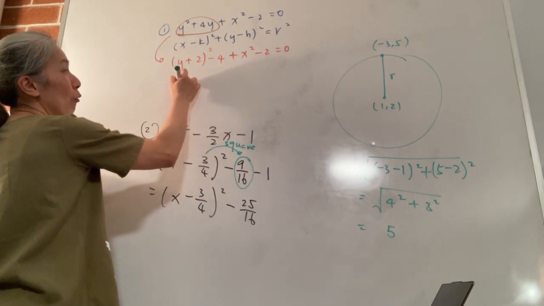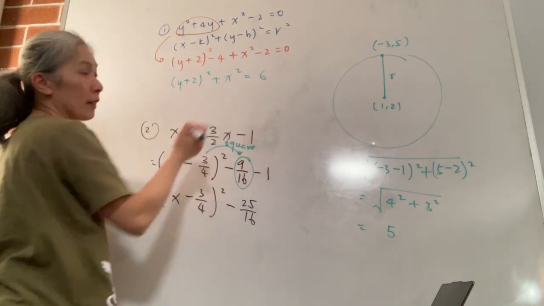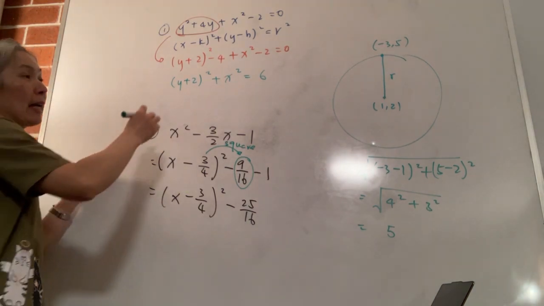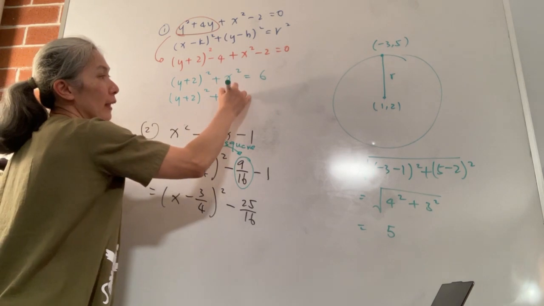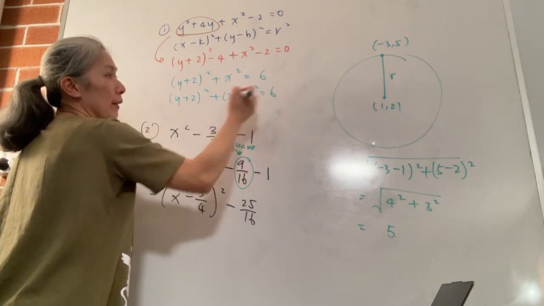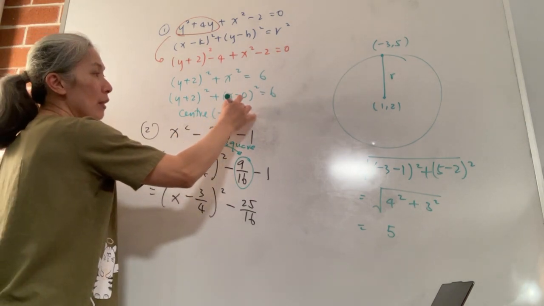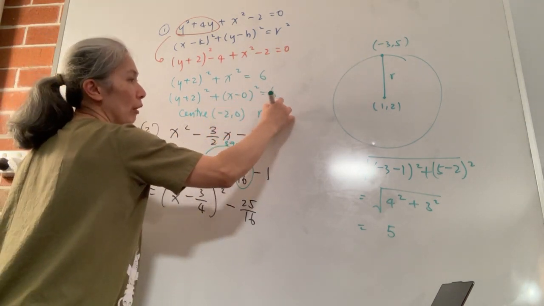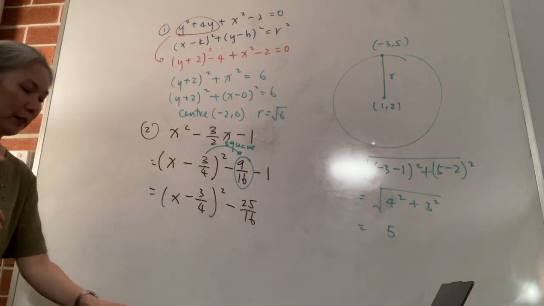So that means you have y plus 2 squared. Right. And therefore your center of the circle, there is no number for the x term. That means it's x minus 0. So the center is going to be minus 2, 0. And the radius is the root of this number here. Okay, now you can do completing the square for your one.